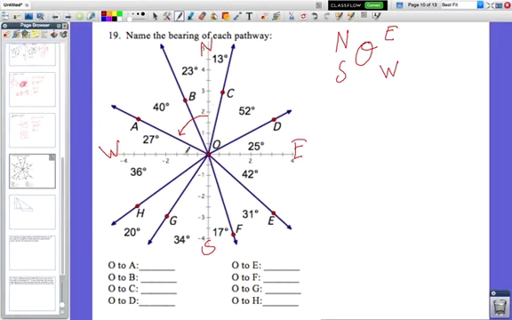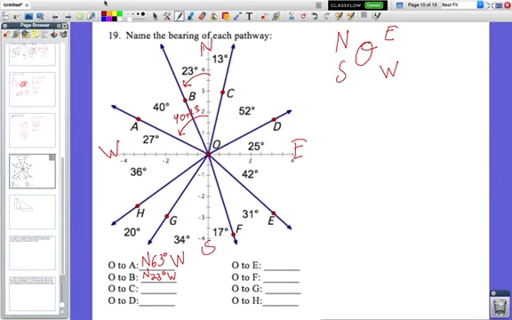So O to A, this is in the northwest quadrant, so I'm going to know that is north and west. And now I want to put my angle in the middle. That'll be 40 plus 23, which is going to be 63. This is going north 63 degrees west. So if I'm going O to B, that'll be north 23 degrees west.